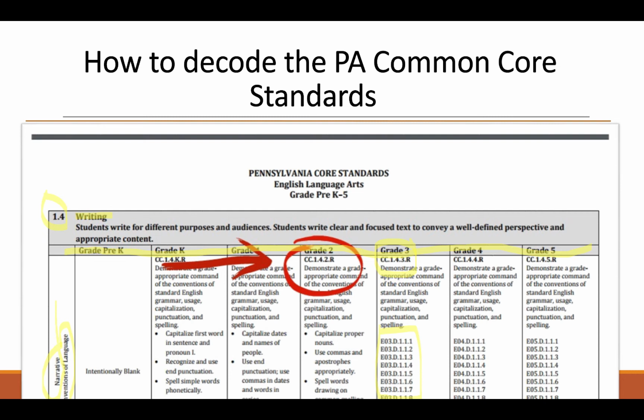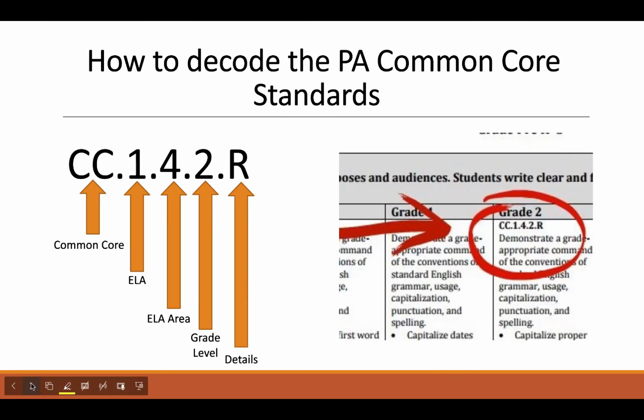We're going to look closely now at grade 2, CC.1.4.2.R on the next slide. Okay, so now we're looking and we're decoding the code. The CC will mean Common Core. Every standard that was put together by Pennsylvania as they were rewriting the Common Core standards begins with CC, saying that it came from or it was inspired by the Common Core.